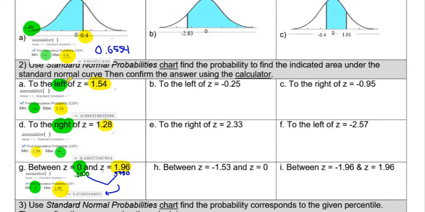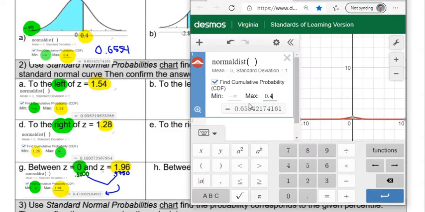And then here we go through the algorithm of what I do if it says left or right. Keep in mind, left means negative infinity, right means positive infinity. Literally, it just means put the infinity on the right as opposed to the left. So to do those problems, you're literally just going into Desmos. Left would mean negative infinity to 1.54. You write that down.